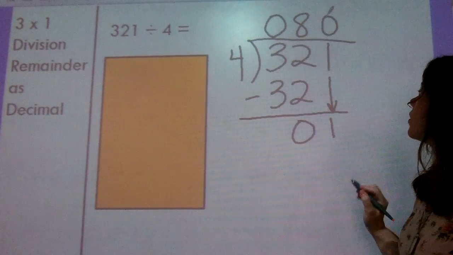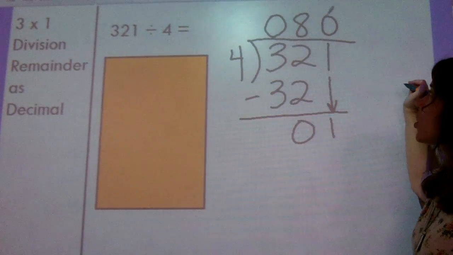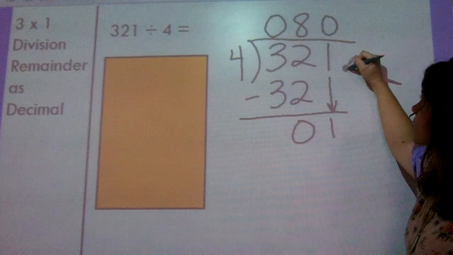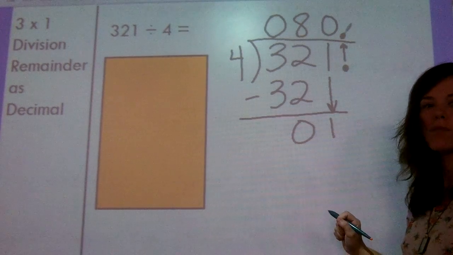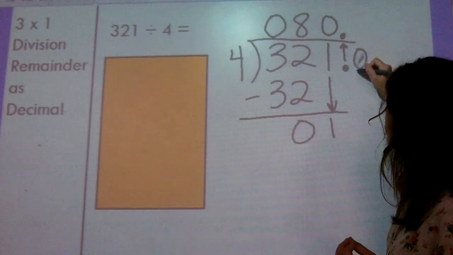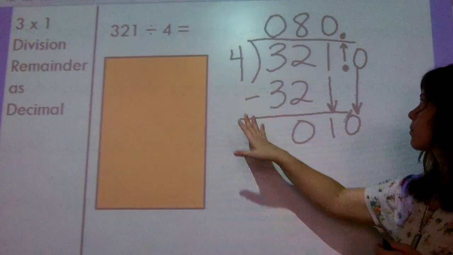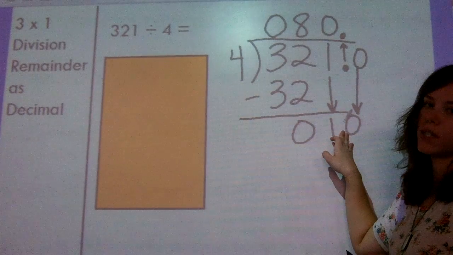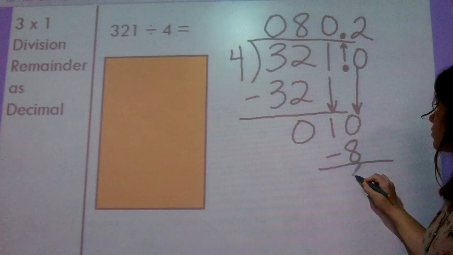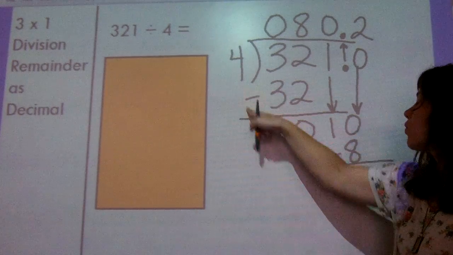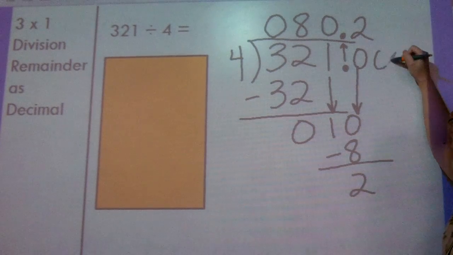4 still doesn't go into 1, and I'm all out of numbers, so now I have to add my decimal, bring it up to my quotient, and I'm allowed to grab those zeros out of the universe to keep dividing. Now I'm asking myself, can I count by 4 to get to 10? 4 times 2 is 8. I'm left with 2. 4 doesn't go into 2, but now that I have my decimal, I can add as many zeros as I need.